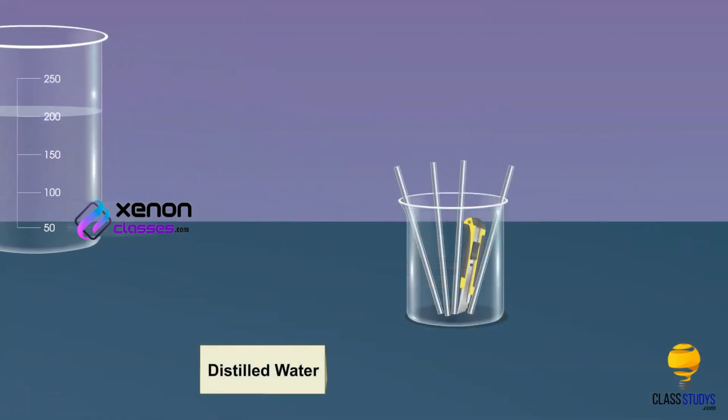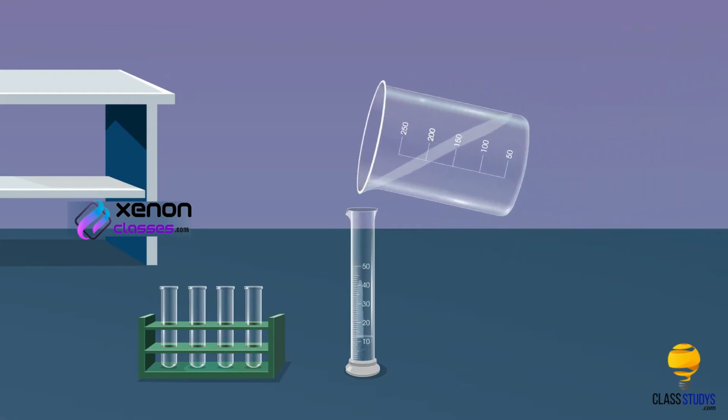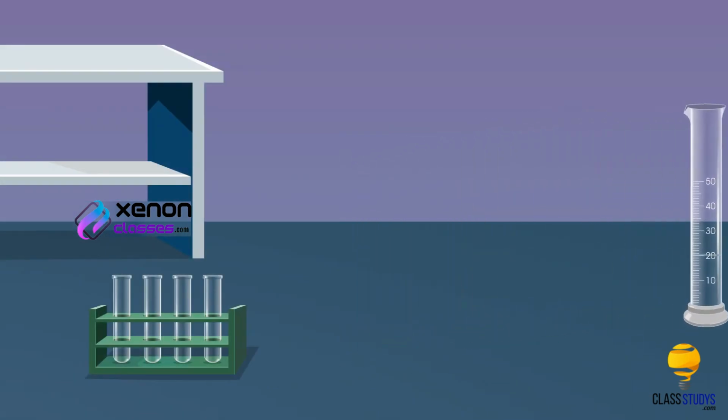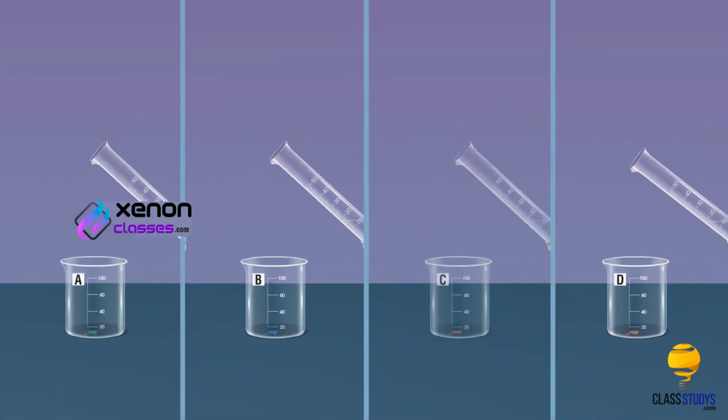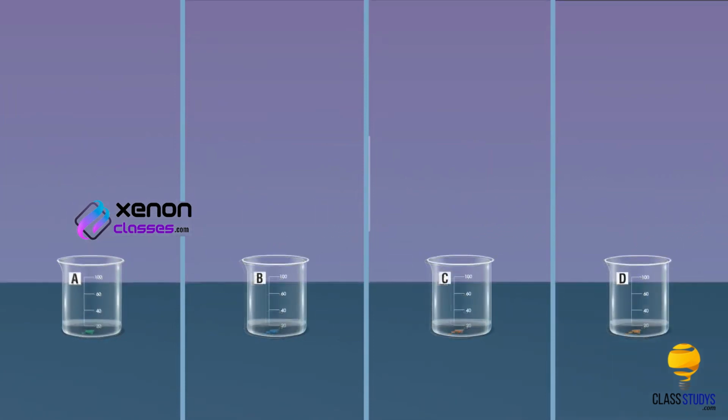Add 20 ml of distilled water to all the soap samples using a measuring cylinder from the beaker containing distilled water. Dissolve the soap in water by stirring the mixture with a glass rod.